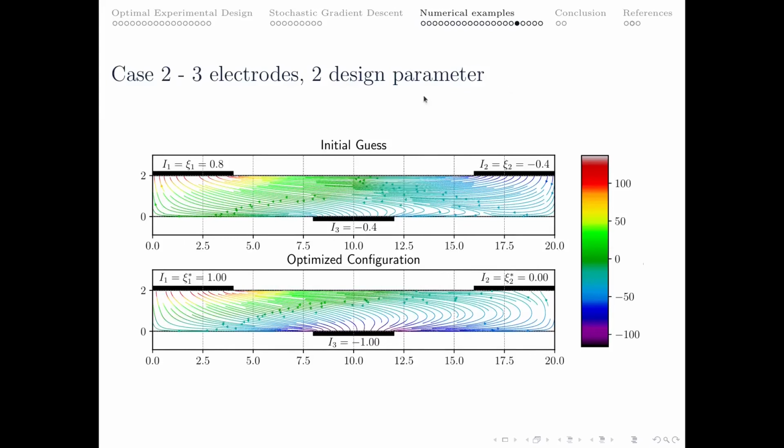Now let's look at a second case where we have 3 electrodes and we have 2 design parameters. So we have these 2 top electrodes to be defined, and we have this third electrode satisfying the Kirchhoff law. Here we converge to a configuration where we have one inlet here on the bottom and one outlet on the top, and we have one electrode with 0 current.